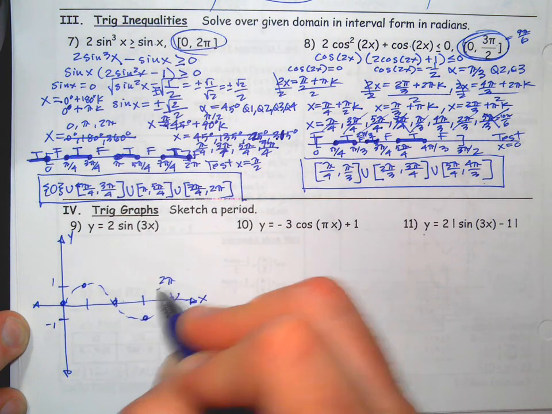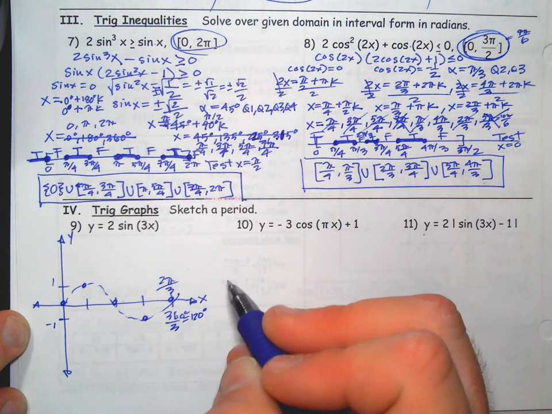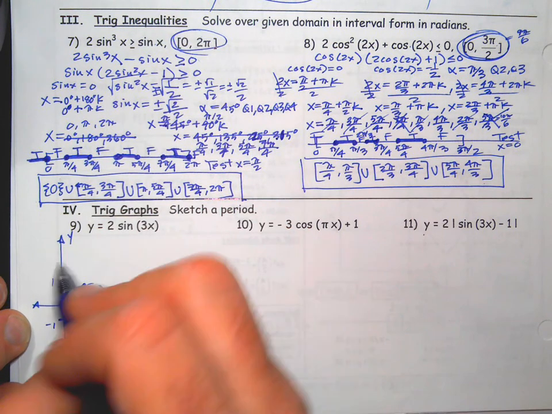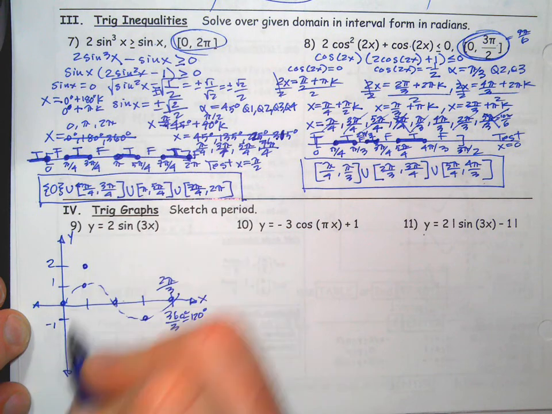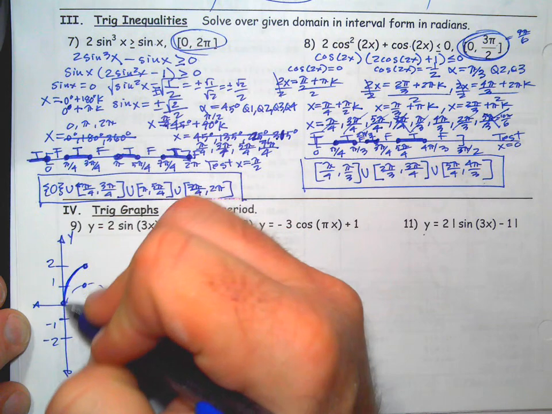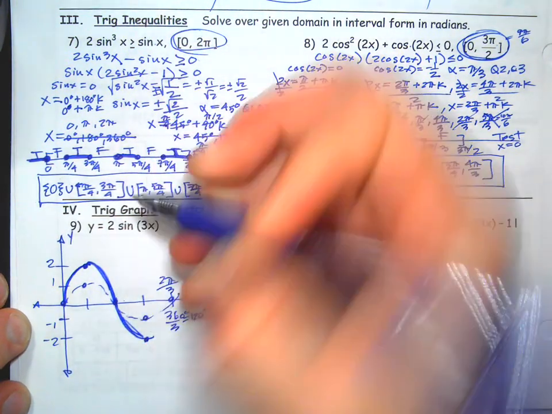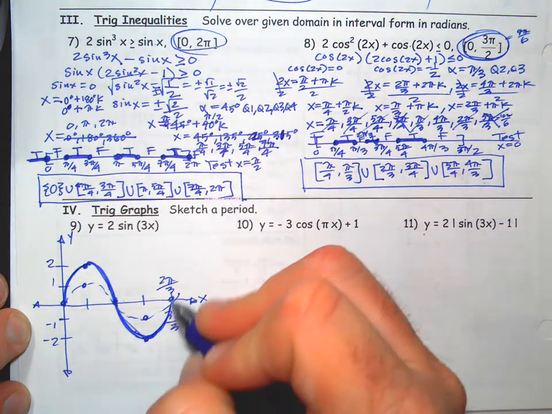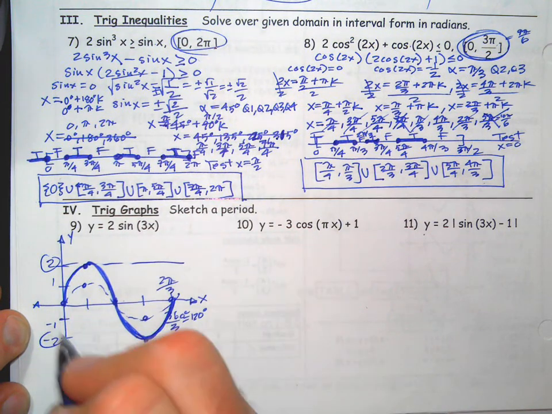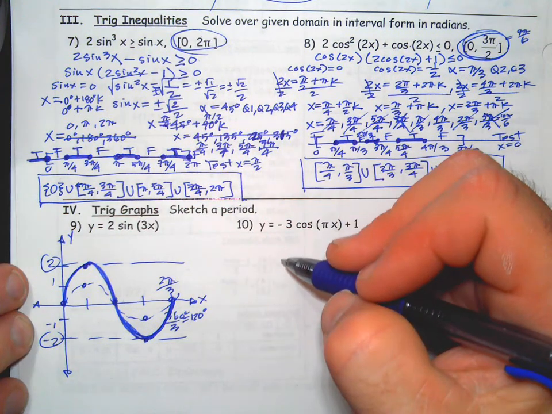The 3 on the inside divides the period by 3. I want the period in degrees and radians. And the 2 multiplies all the y values by 2. And that's going to be our final graph. So darken it in. Should be a nice smooth graph. We're just graphing one period worth. Emphasize the max, emphasize the min. There you go. That's what I'm looking for. Okay, next one.